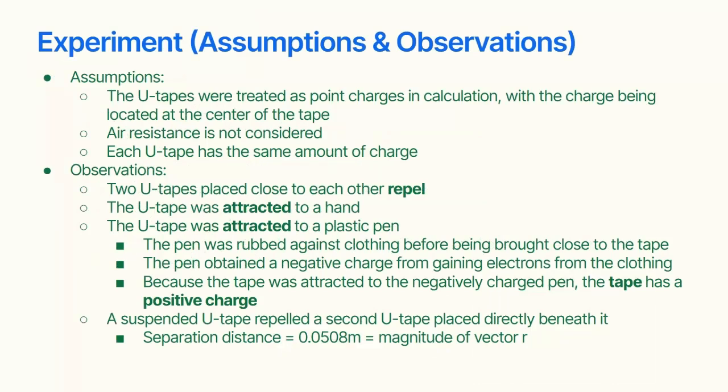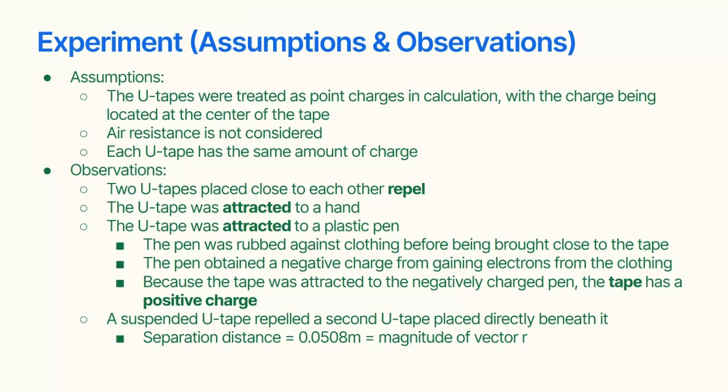Assumptions in this lab were that the U-tapes were treated as point charges, air resistance was neglected, and each U-tape had the same amount of charge. Observations include that the two U-tapes placed near each other repelled. The U-tape was attracted to a hand, and the U-tape was attracted to a negatively charged plastic pen. Due to this attraction to the pen, it was determined that the charge on the tape was positive.